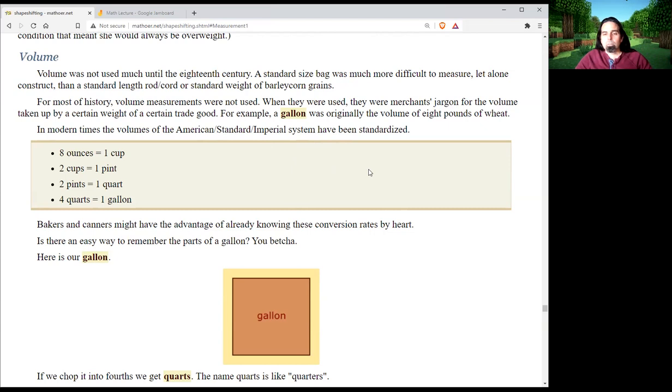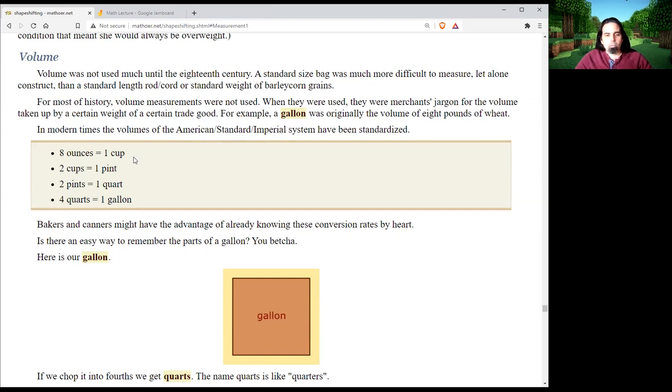And when volume was an issue, it was often just jargon, what the merchants would use for actually talking about weight instead. So a gallon was originally how much space 8 pounds of wheat would take up. But now we have scales and stuff for weight, and we also have measuring cups. So the volumes for our measurement system have been standardized. We have an official cup. It's not just whatever cup you're holding in your kitchen.